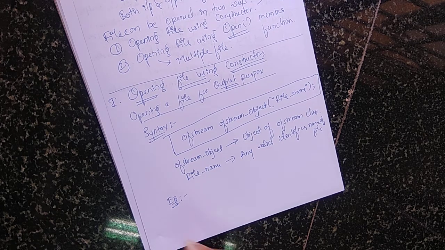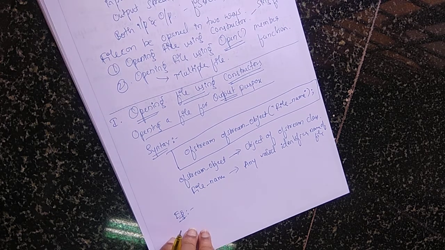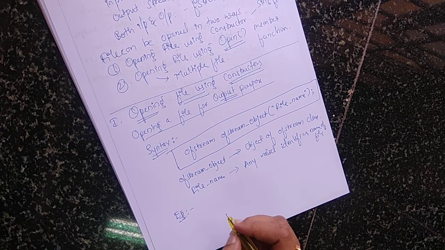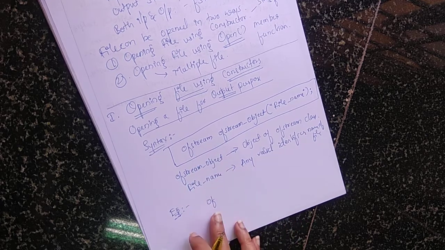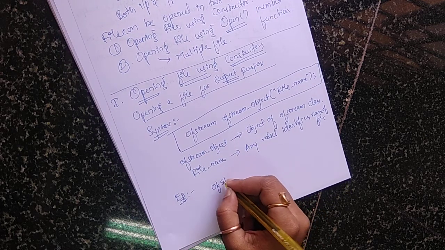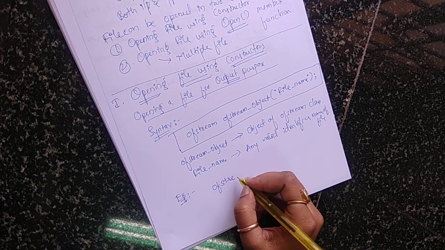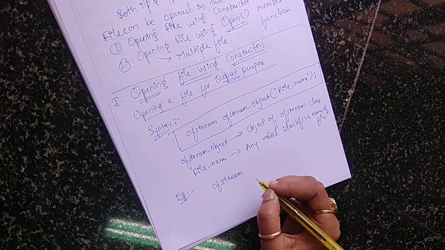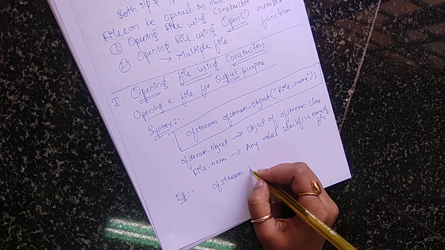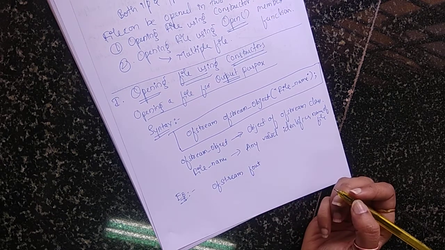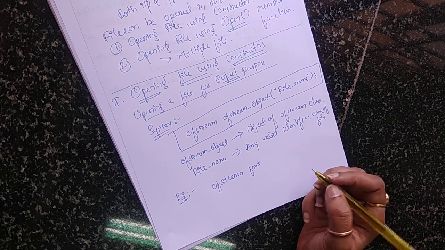So all examples we can write. Done? So I'll write the two examples. You can just see, concentrate. First I have to write the class name. That is ofstream, because we are opening it for output purpose. Then the object of your ofstream class. So I'll create an object of your ofstream class as fout.